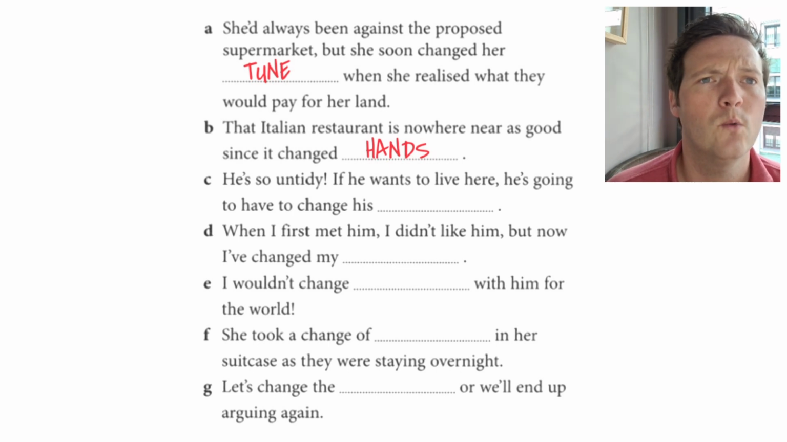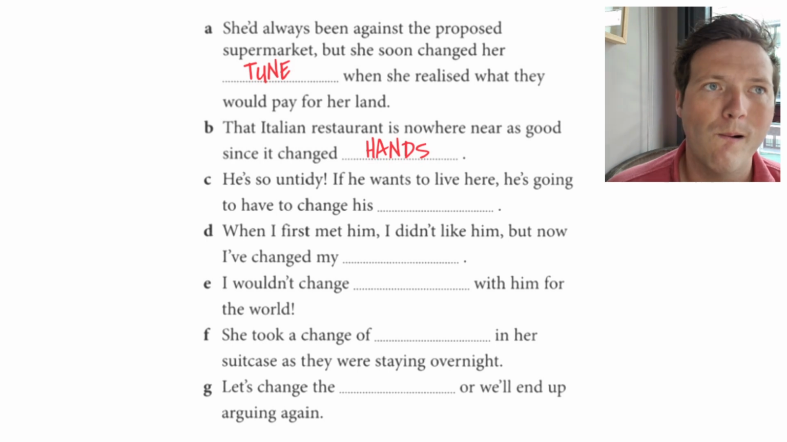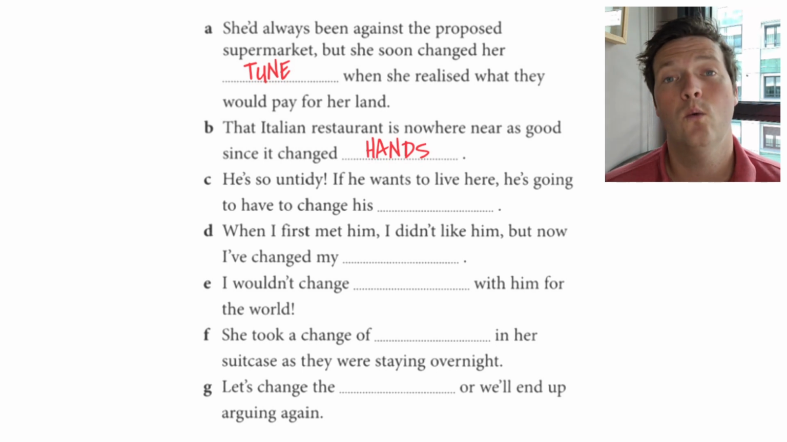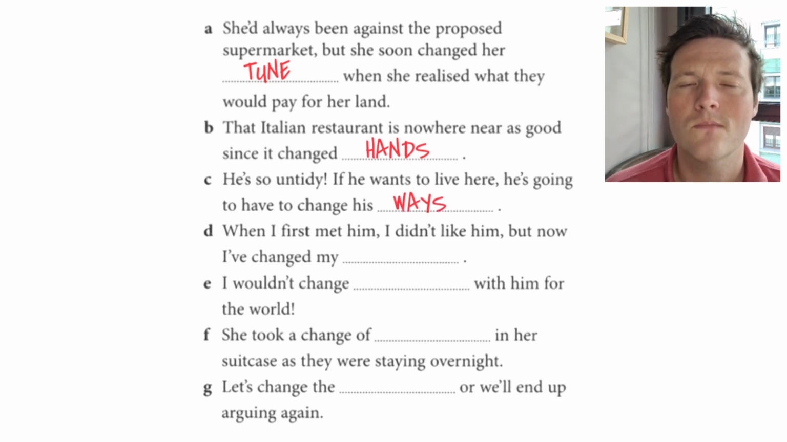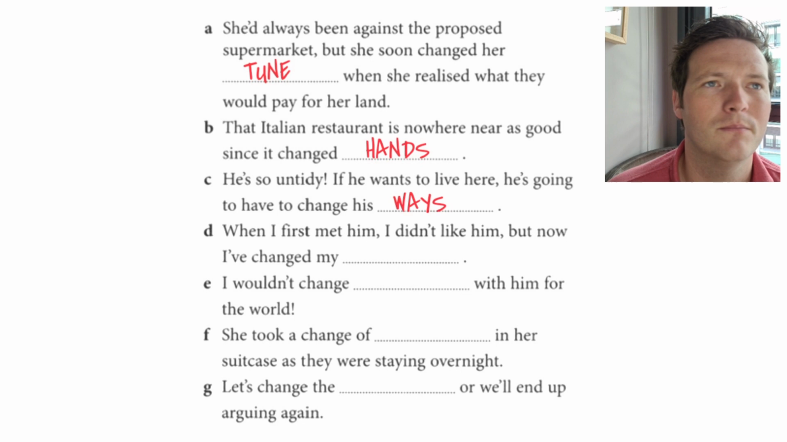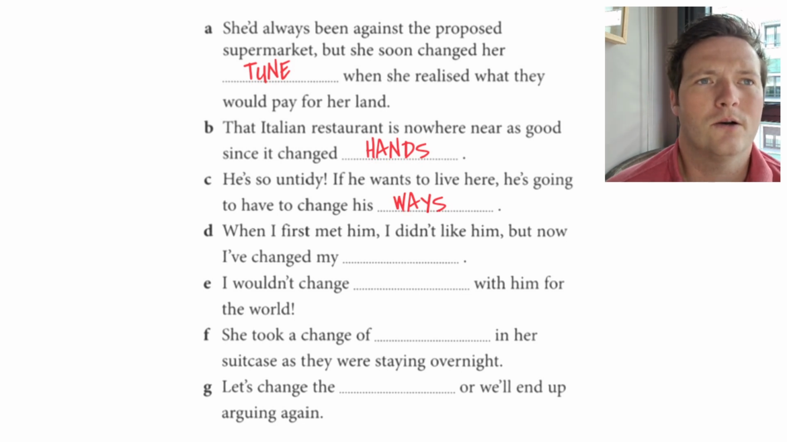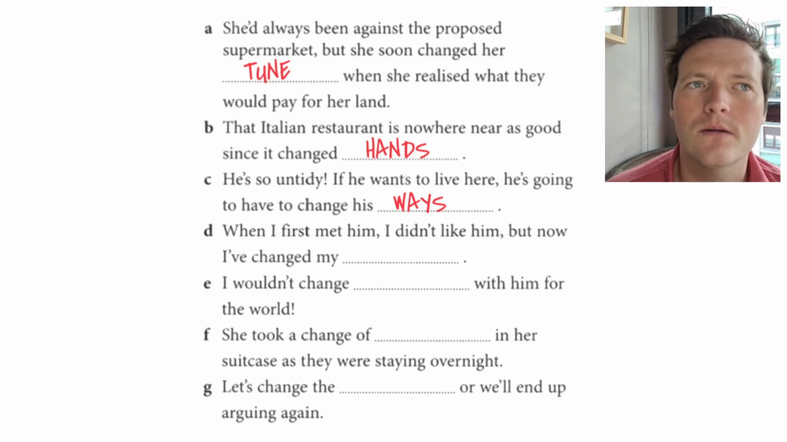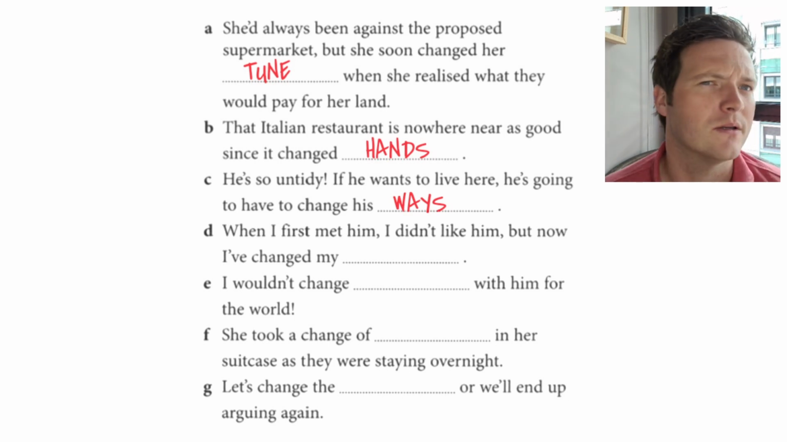He's so untidy. If he wants to live here, he's going to have to change his... yeah, I think he's going to have to change his behaviour. He's going to have to change his ways, is what we say. I'm fairly sure of that, but we'll find out again. Okay, in letter D. When I first met him, I didn't like him, but now I've changed my... Well, I think I've changed my mind again. I've changed my mind, yeah.